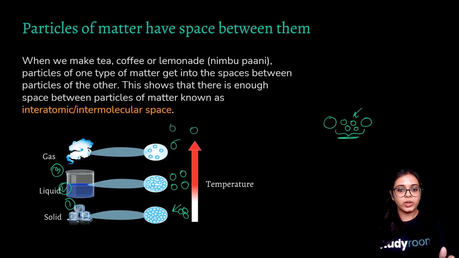Now when we increase the temperature, this ice changes into liquid, and on increasing the temperature further, this liquid changes into gas. So you can see in the diagram bubble that the intermolecular spaces between the particles of matter are increasing with the increase of temperature.